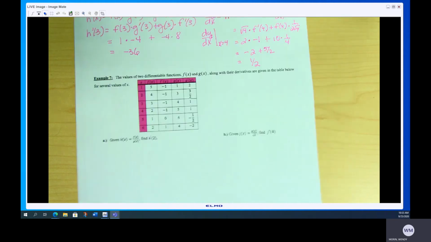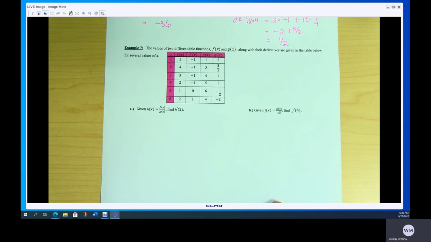All right, last one. Practicing the same thing with the quotient rule. I would try these on your own, turn off the video for a while, try them on your own, and come back and check your answers.